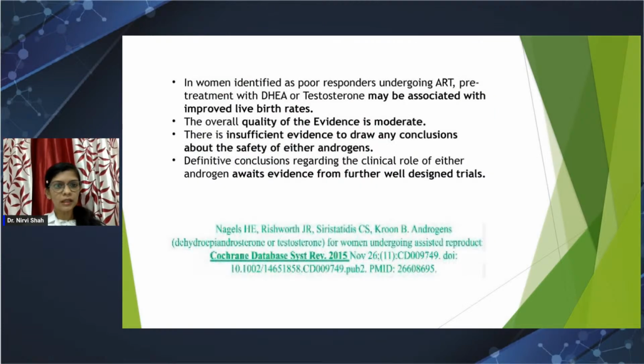Again, this was a study in 2015 which also says the same thing, that though it may improve the quality of the oocytes and the retrieval and less gonadotropin is needed. However, regarding the safety, and the quality of evidence is moderate, so we need more trials.